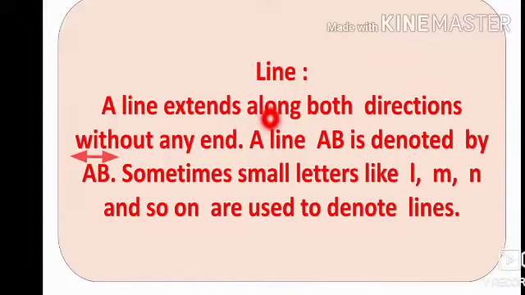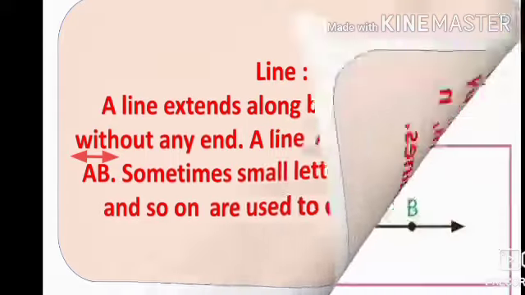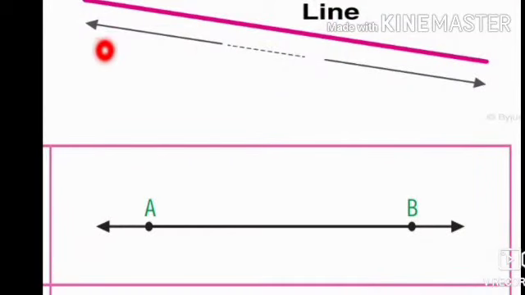And now, let us study about line. A line extends along both directions without any end. So, a line has no starting or end points. A line AB is denoted by AB. Sometimes small letters like L, M, N and so on are used to denote lines. Here, the black line without any end points is known as a line.